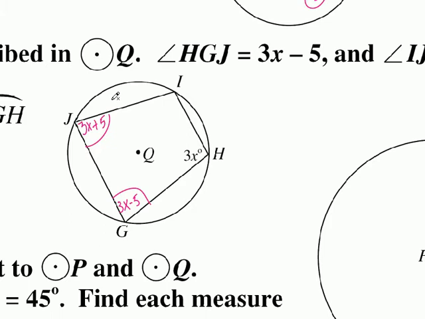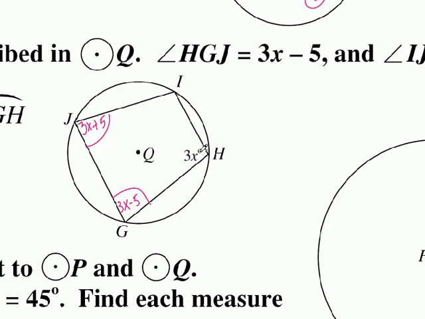Now, there's a key to this. You've got to understand what's true about opposite angles on an inscribed quadrilateral. When it's inscribed in a circle, what's true about the opposite angles? They're 180, right? They're supplementary. They're not equal to each other. They're supplementary to each other. And what are we trying to find anyway?